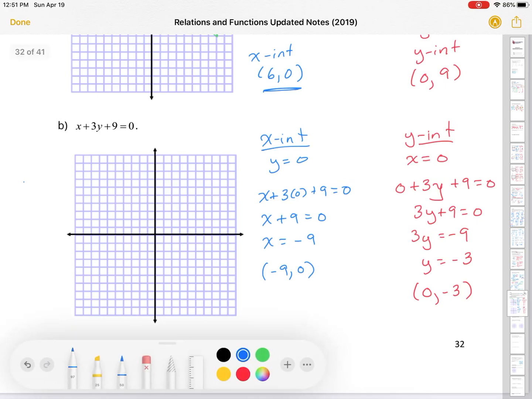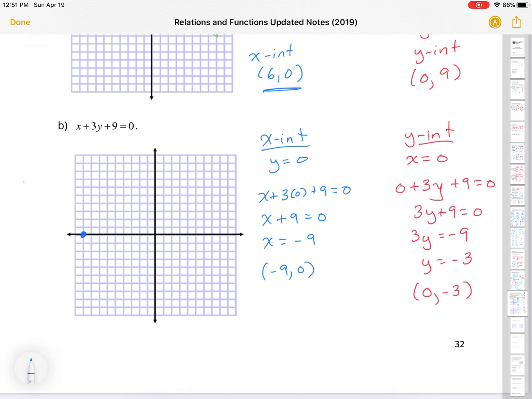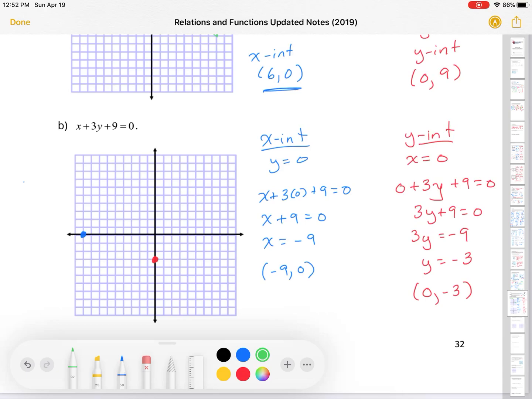Now we're going to plot those two. So let's plot our x-intercept. So negative 9, count all the way down to negative 9, and 0. Did that one right this time. And then our y-intercept, 0, negative 3. Now if we're going to graph those, we just connect those 2 points.